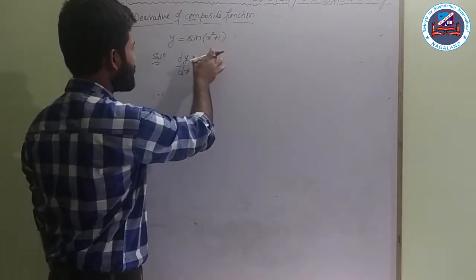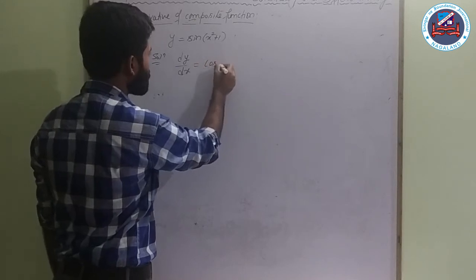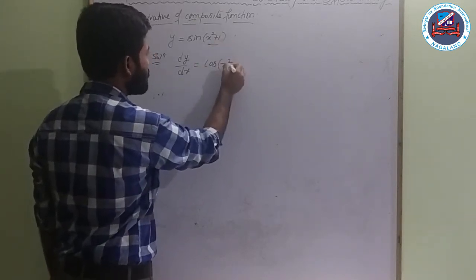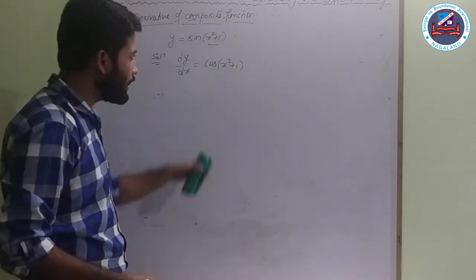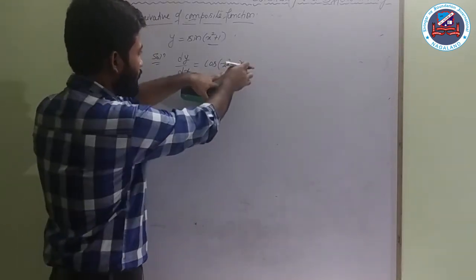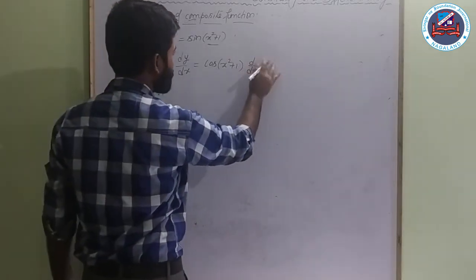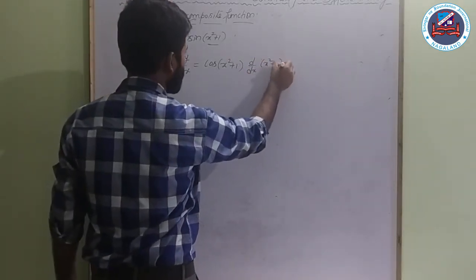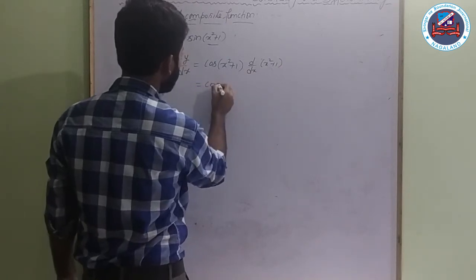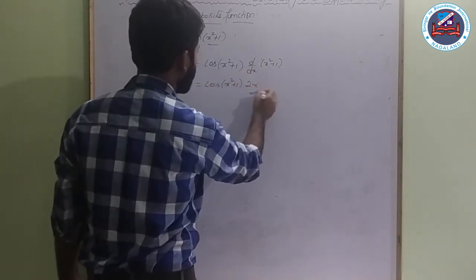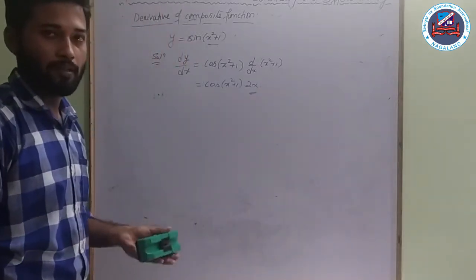So what is the derivative of sine of x? It will be cos of whatever is there. Assume that this is the x. So this will be cos of x squared plus 1. But this is not x, isn't it? So we have to take the derivative d/dx of x squared plus 1. So that will be equal to cos(x squared plus 1) into twice x. So there is our answer. So we are getting the same answer, isn't it?